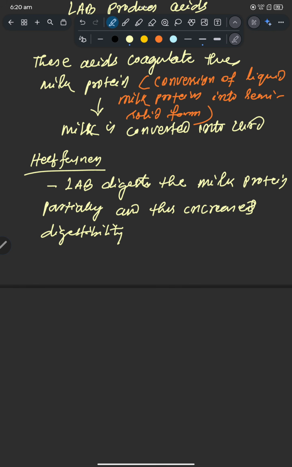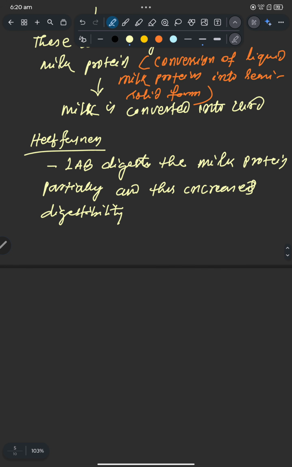Okay, so now this curd can be used as a starter or inoculum. It is used as a starter or inoculum.